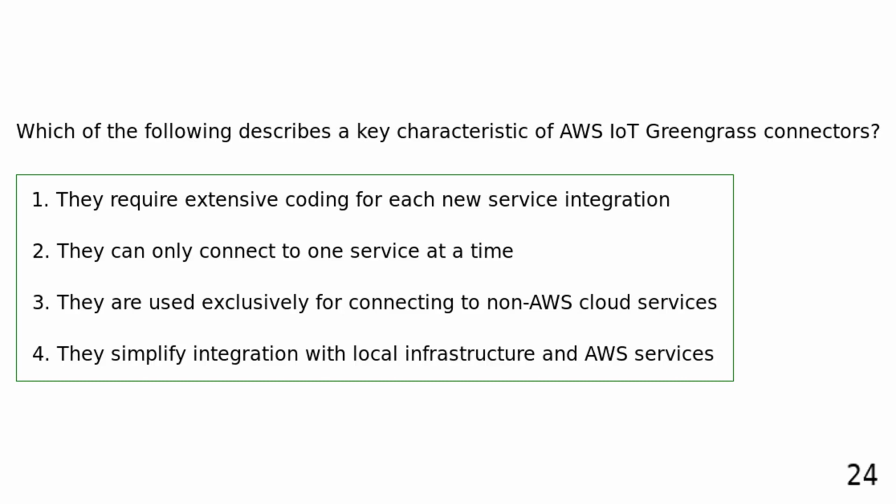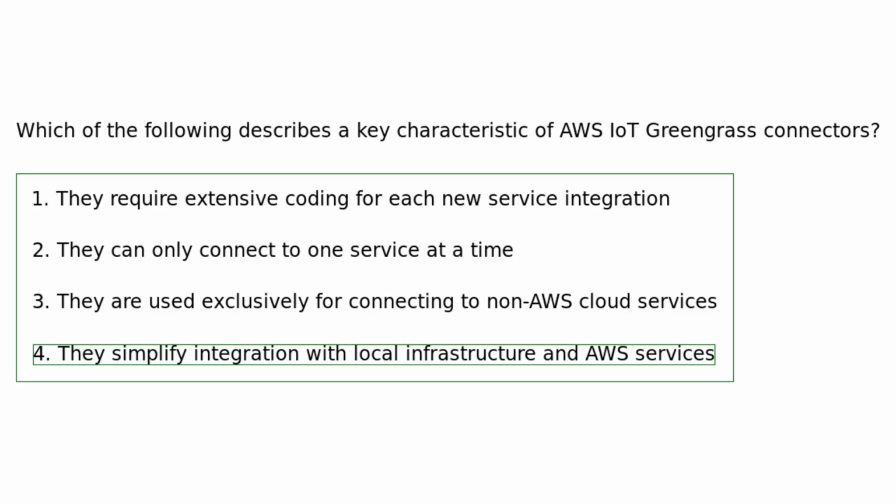Which of the following describes a key characteristic of AWS IoT Greengrass connectors? They require extensive coding for each new service integration. They can only connect to one service at a time. They are used exclusively for connecting to non-AWS cloud services. They simplify integration with local infrastructure and AWS services. AWS IoT Greengrass connectors simplify integration with both local infrastructure and AWS services by providing pre-built functionality, reducing the coding effort required for new integrations.